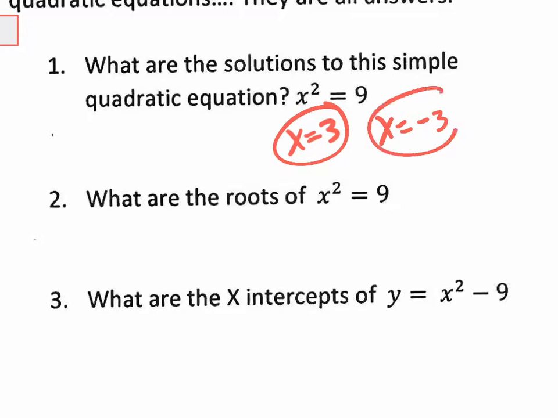Okay, 2 answers. So they say, what are the solutions? It's x equals 3 and x equals negative 3. Now, they could have asked the question like this. What are the roots? It's the same exact thing, right? But why the heck would they call it roots?